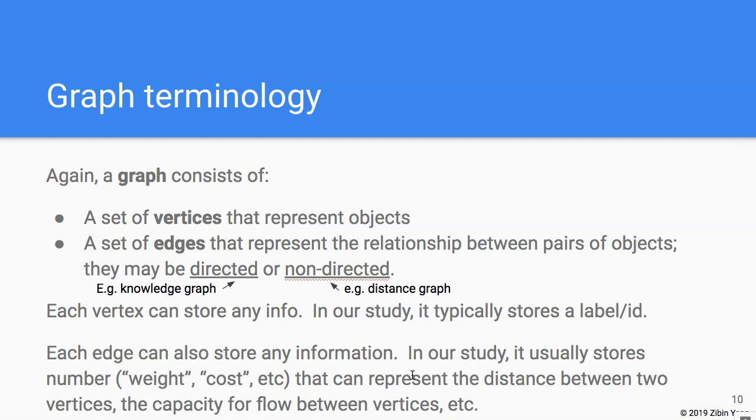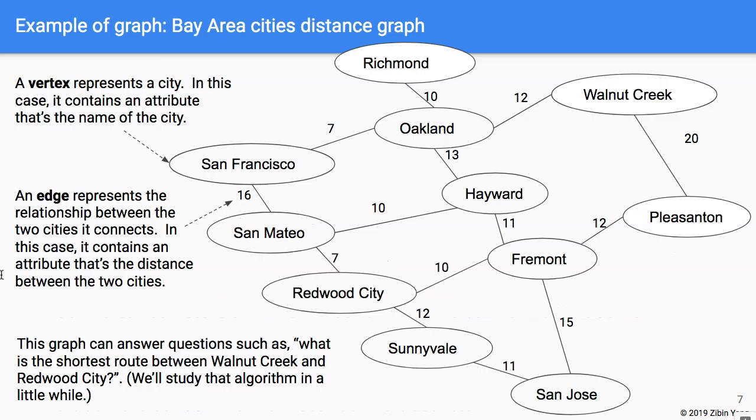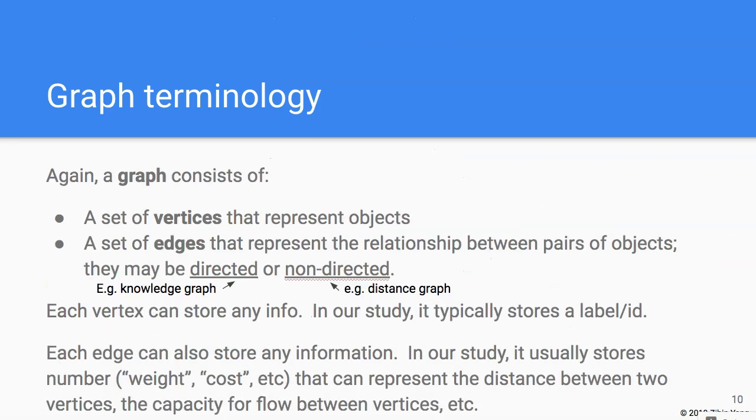However, in our study, an edge is usually just associated with a number. We call it cost, weight, or something like that. And the number usually can represent the distance between two vertices. In the case of a distance graph, or when we start flow networks, it can store the capacity for flows between two vertices, etc., etc.